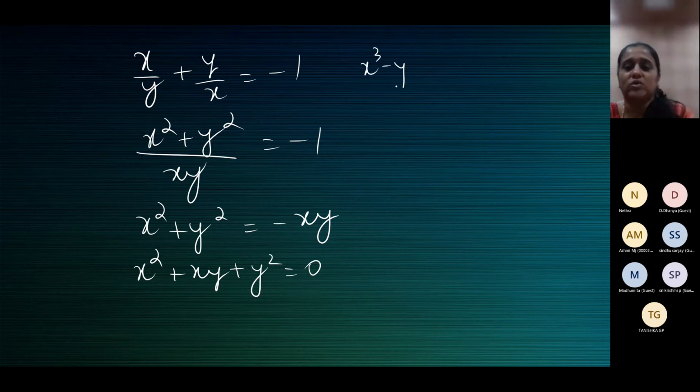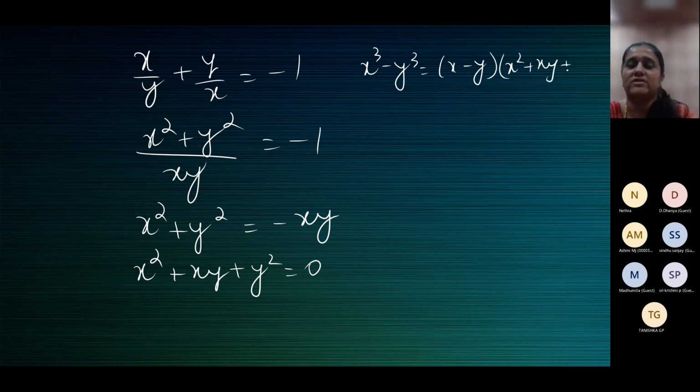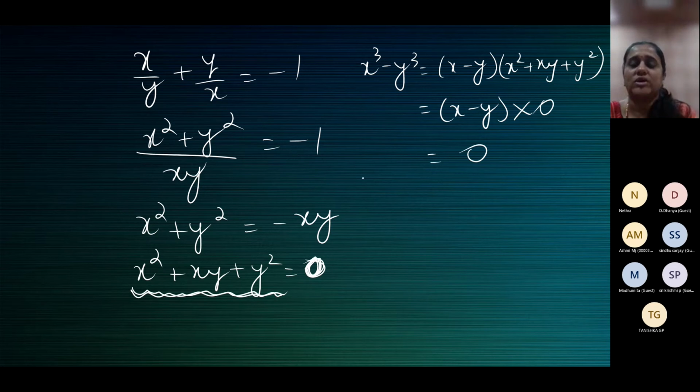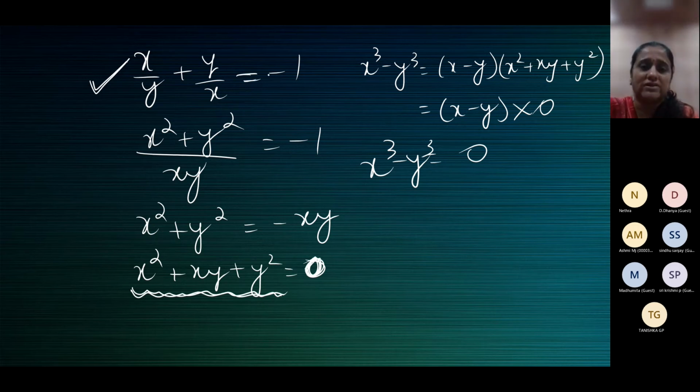Now x cubed minus y cubed is equal to x minus y into x square plus xy plus y square. This is the identity. But what is the value of x square plus xy plus y square? It is 0. So it is equal to x minus y into 0, which is 0. So in this case, the value of x cubed minus y cubed is 0. Not always x cubed minus y cubed is 0, because this condition is given: x by y plus y by x is equal to -1. In this case, the value of x cubed minus y cubed is 0.